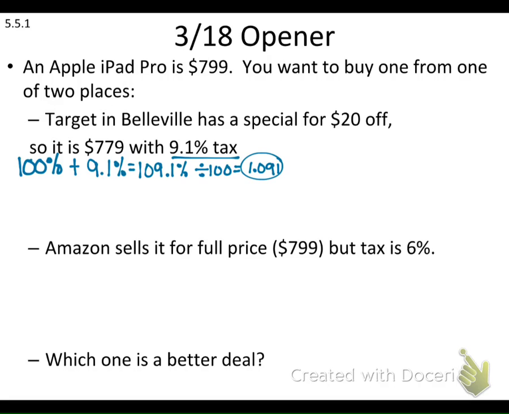Okay, now I go to step 4. What's my step 4? With my original amount. What's my original amount for the Target iPad? Well, it's $20 off of $799, which would make it how much? $779. So I'm going to take $779 times our multiplier, which is 1.091. When I multiply those two together, what am I going to get?